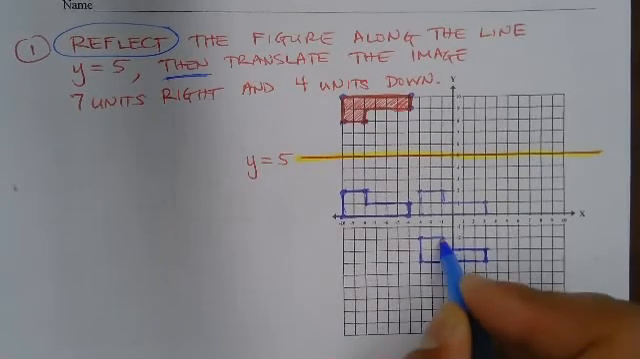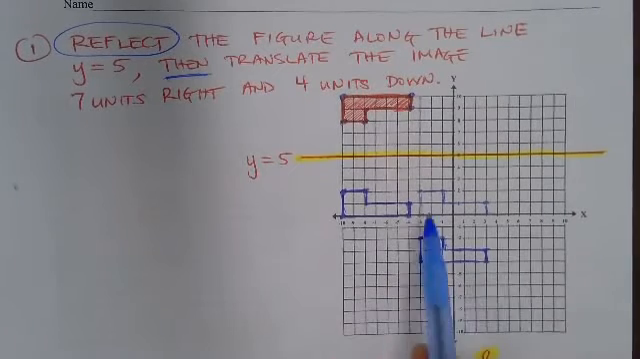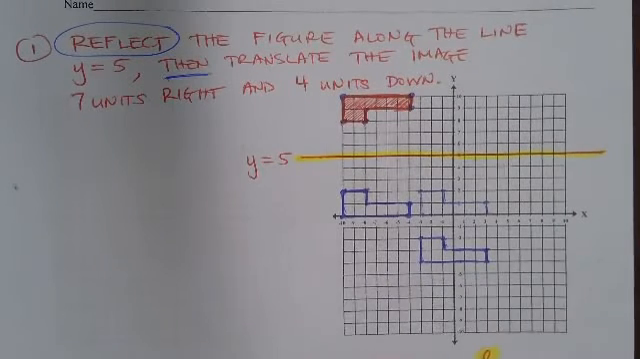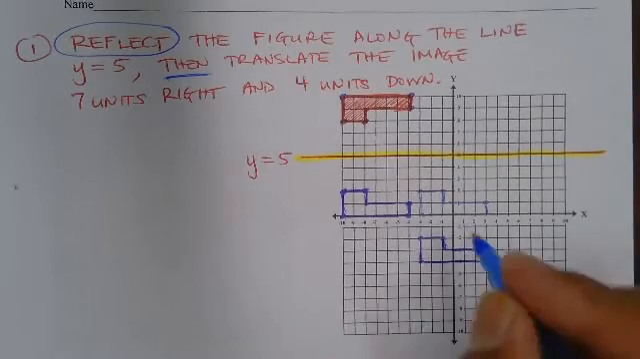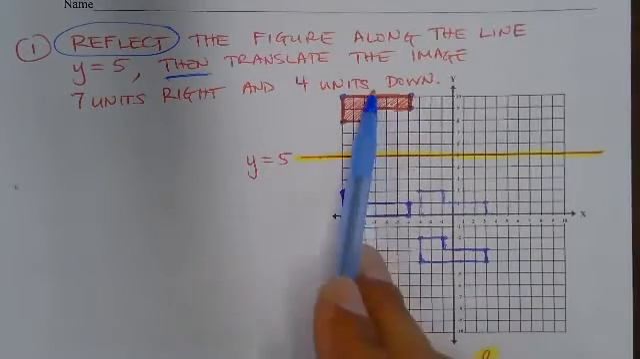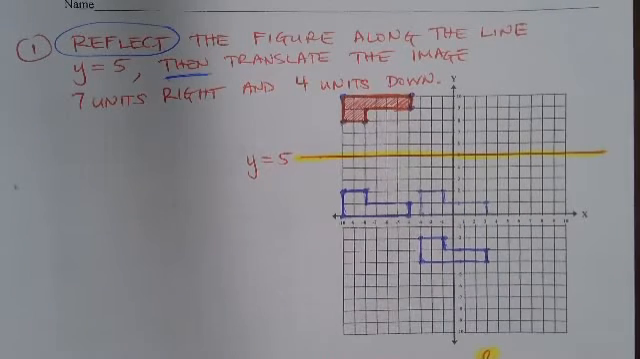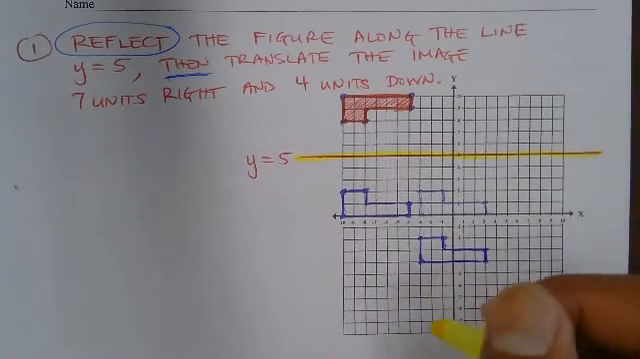So we've done translations, we've done reflections, but now you just see a combination of both of them in one problem. Okay, and this is the final resting place right here, right? That's it. We reflected it, and then we moved it 7 right, and then we moved it 4 down. This is the final image.